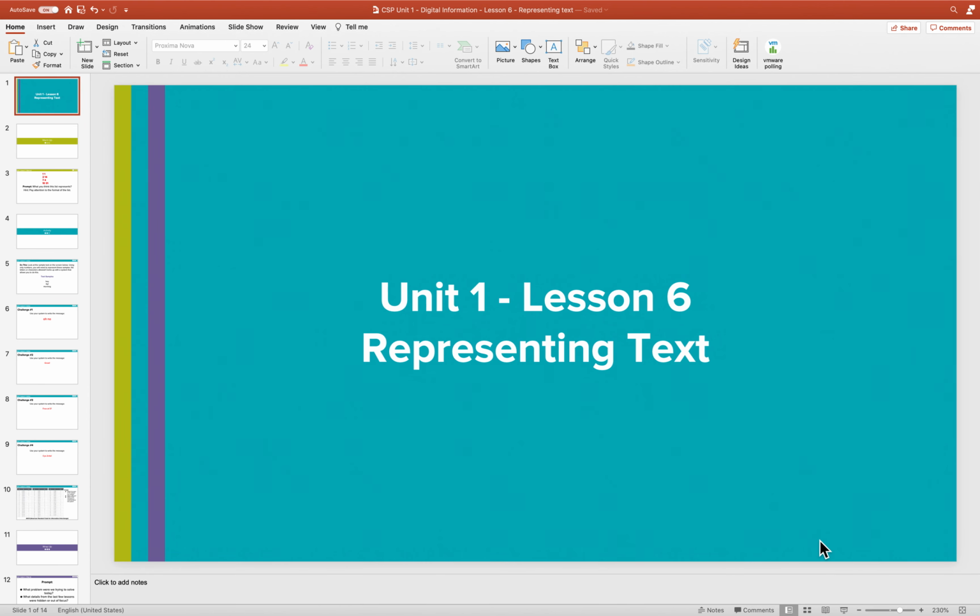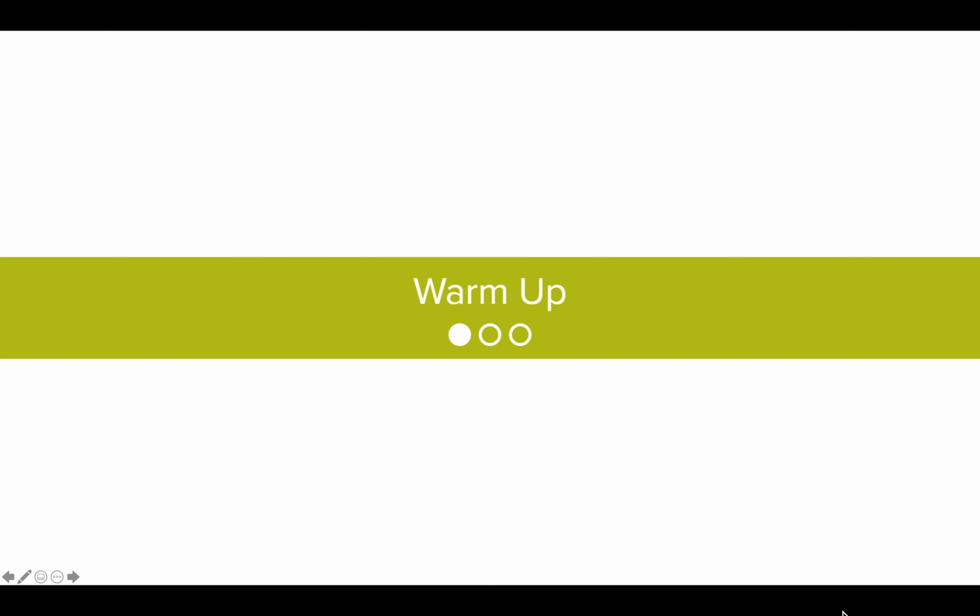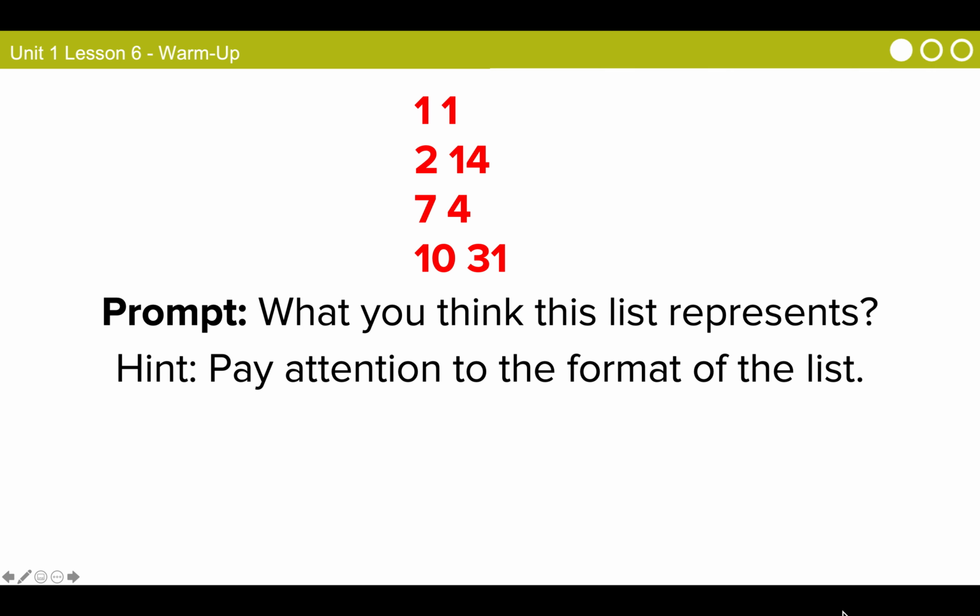Unit 1, Lesson 6, representing text. So warm up for today. We have a list of numbers here: 1/1, 2/14, 7/4, 10/31. What do you think this list represents? Here's a hint for you. Pay attention to the format of the list. We have a number, a slash, and another number, and in all cases, that's what it looks like.